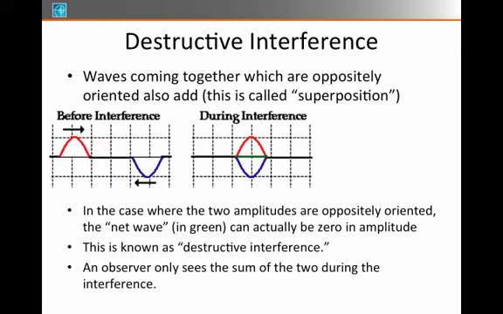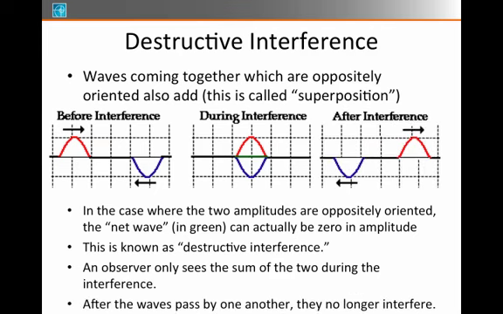And it's kind of hard to imagine that we can have two sound waves or two light waves or something added together such that you see 0 out. Of course, after the waves have passed by one another, then they are as they were before, and they don't overlap anymore, so you see the individual waves.